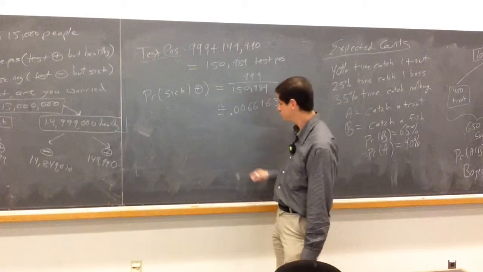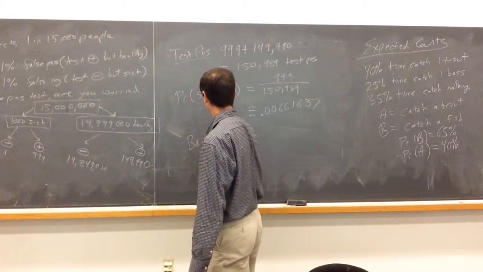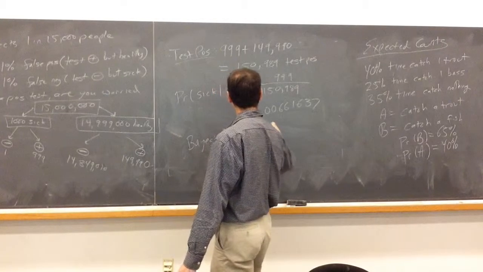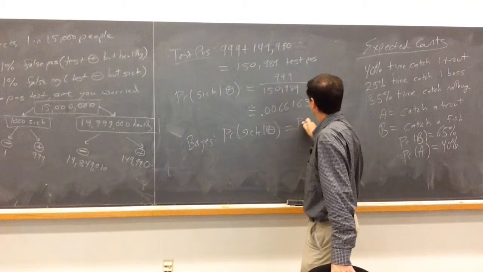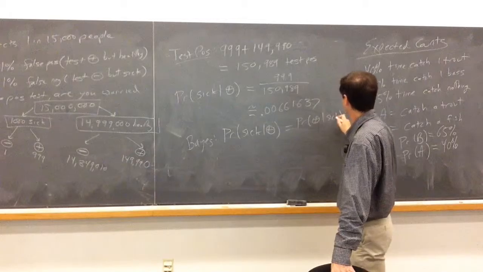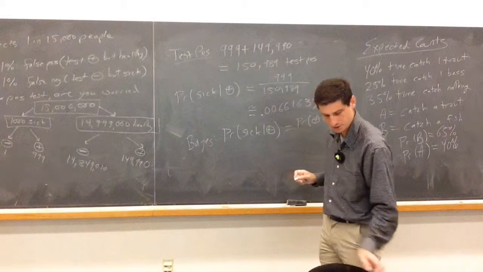All right, we could also do this using Bayes' theorem. So it's the Bayes approach. So we want the probability that you're sick given that you test positive. Well, this is the same as the probability that you test positive given that you're sick times the probability that you're sick, I think, over the probability that you're positive.